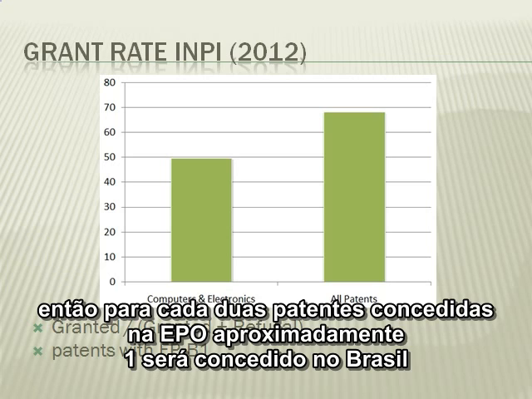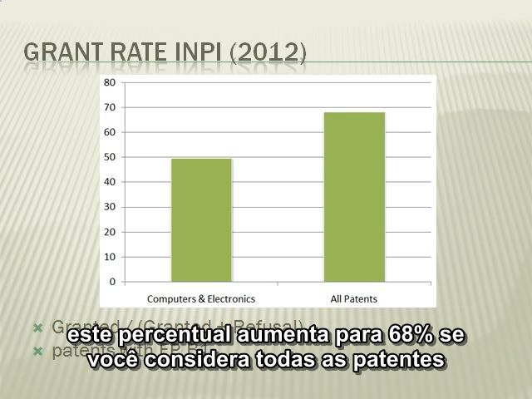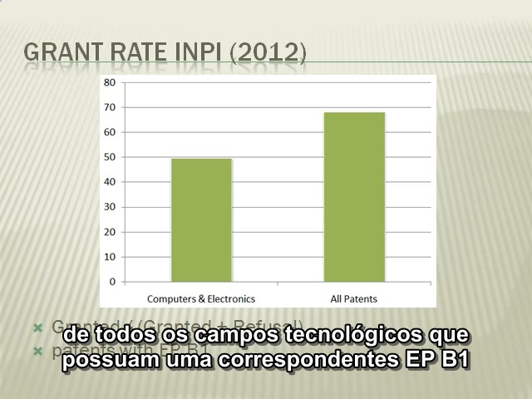So for every 2 patents granted in the European Patent Office, approximately 1 will be granted in Brazil. This level increases to 68% if you take all patents from Brazilian applications that have a corresponding EPB1.